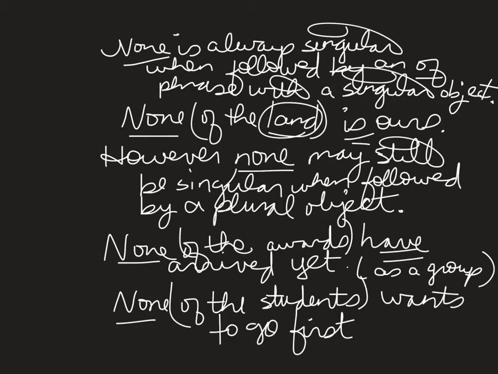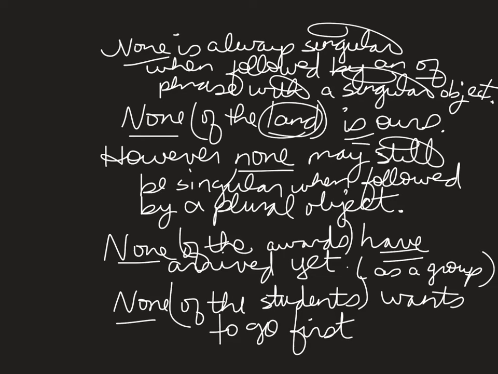None of the awards have arrived yet. Okay, now here the object of the preposition is awards, which is plural, and none is plural because it's saying none of the awards have arrived, meaning none of them as a group have arrived. Okay, therefore none have arrived.